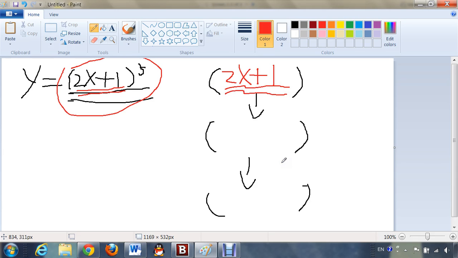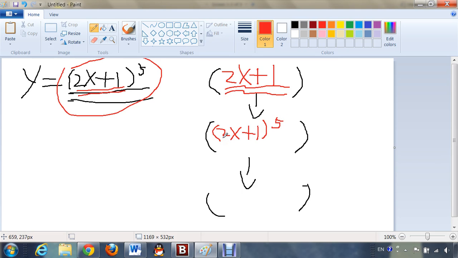Now you will just go outward. The second thing you look at is, what is outside of 2x plus 1? There is nothing beside the 5th power, so it's just something to the 5th power. Or you can write the entire thing, 2x plus 1 to the 5th.